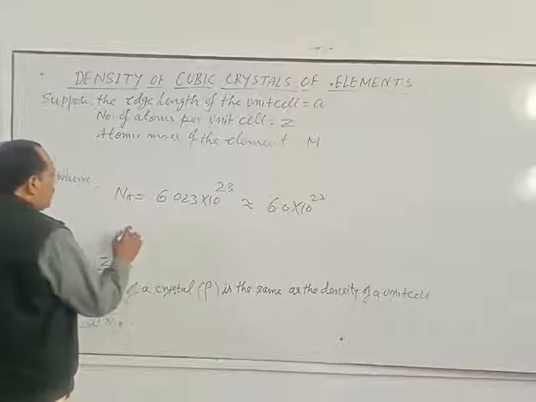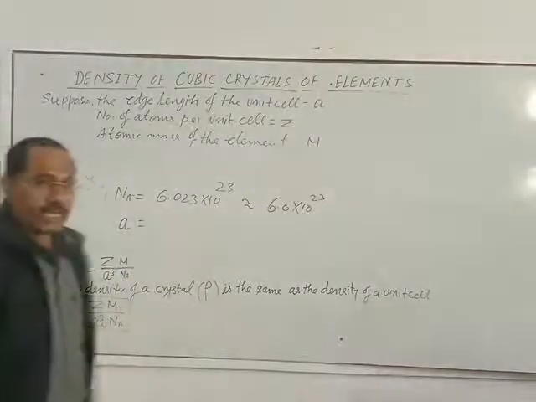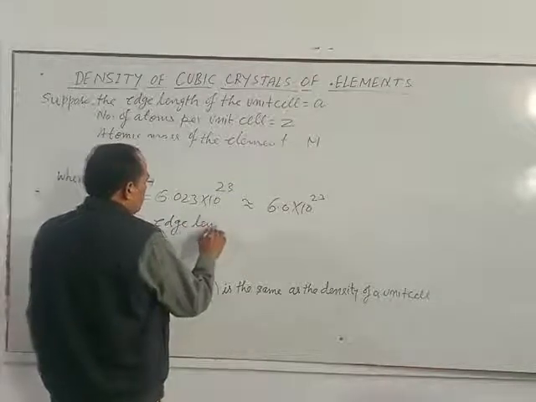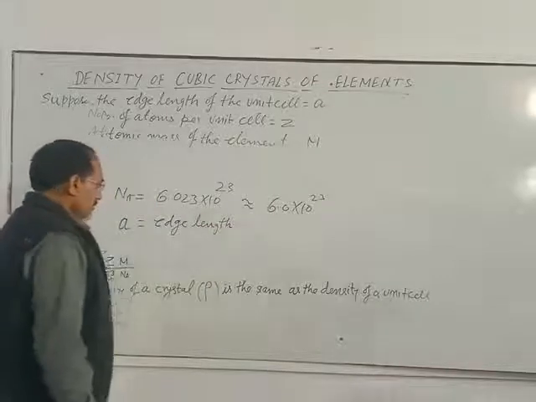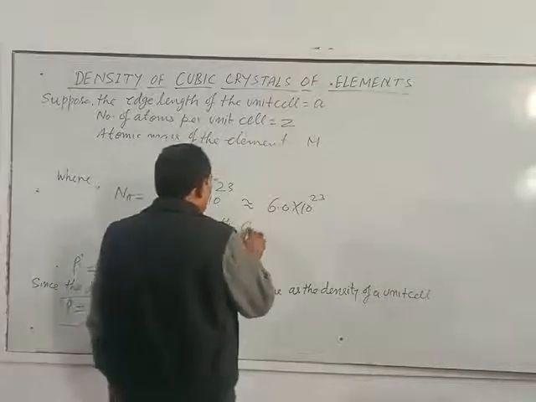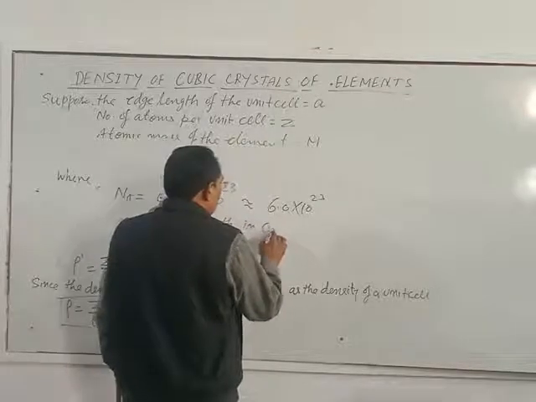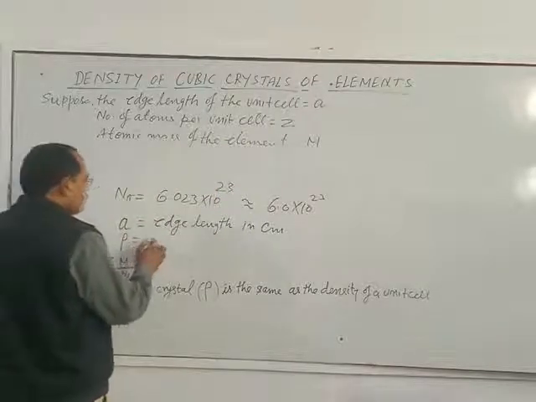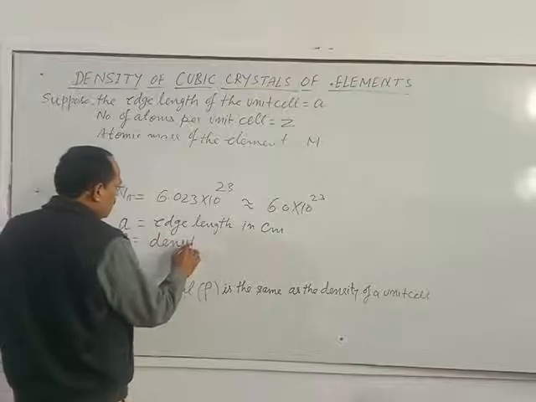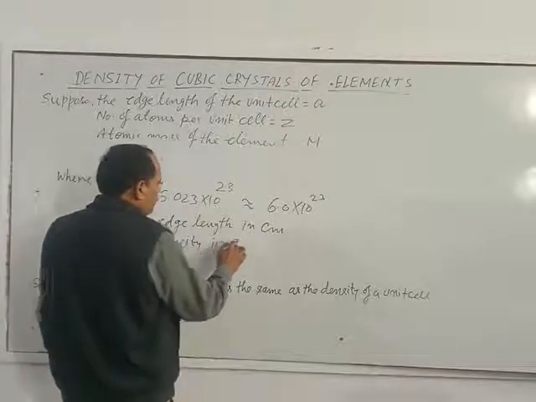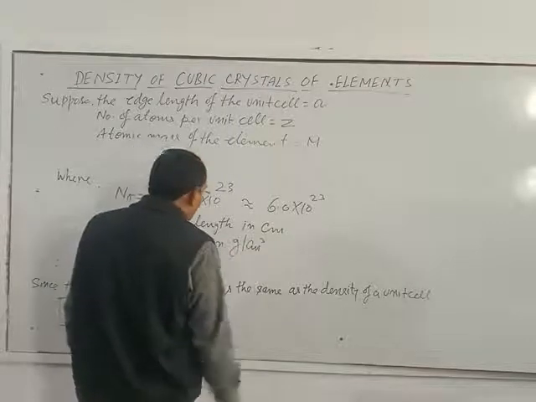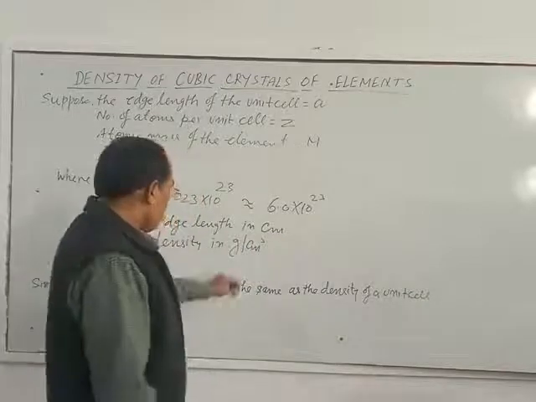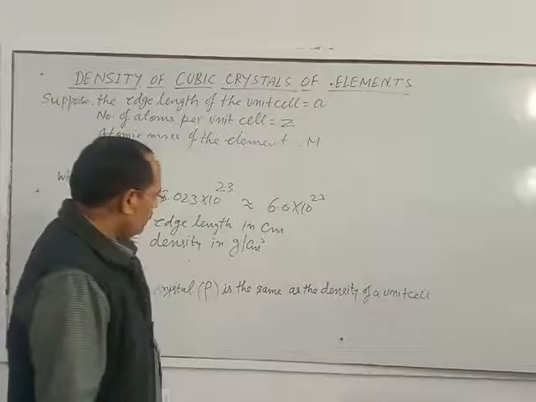Here, what is a? a is the edge length. This edge length in centimeter. Rho, density in gram per centimeter cube. If a is taken in centimeter, mass in gram, then density comes in gram per centimeter cube.